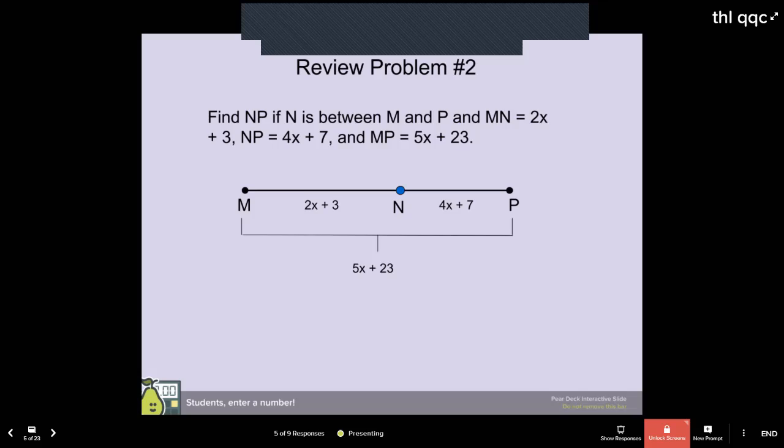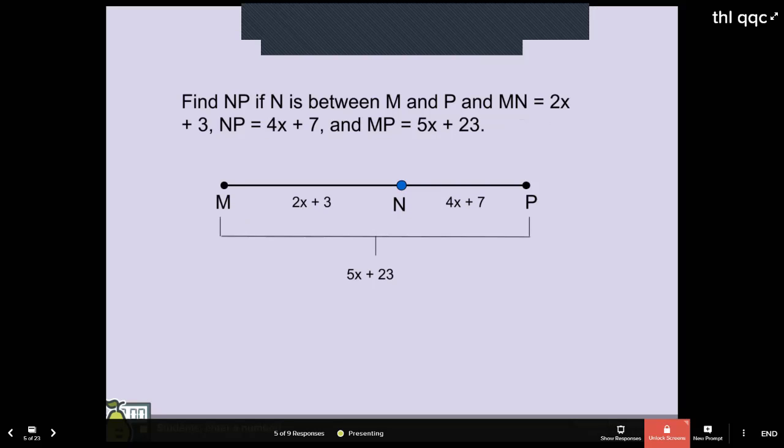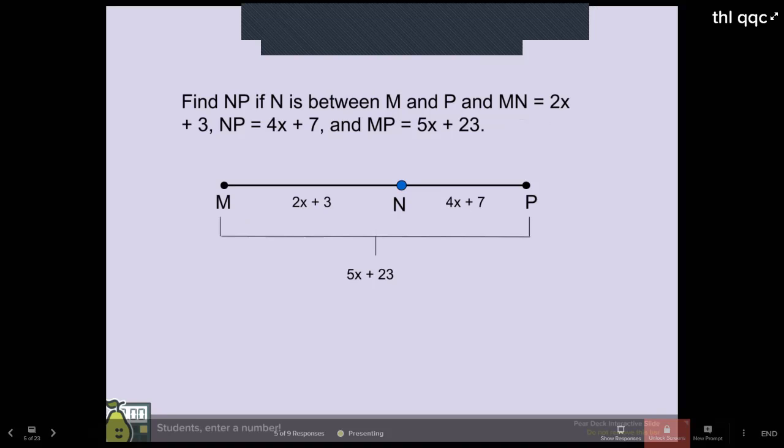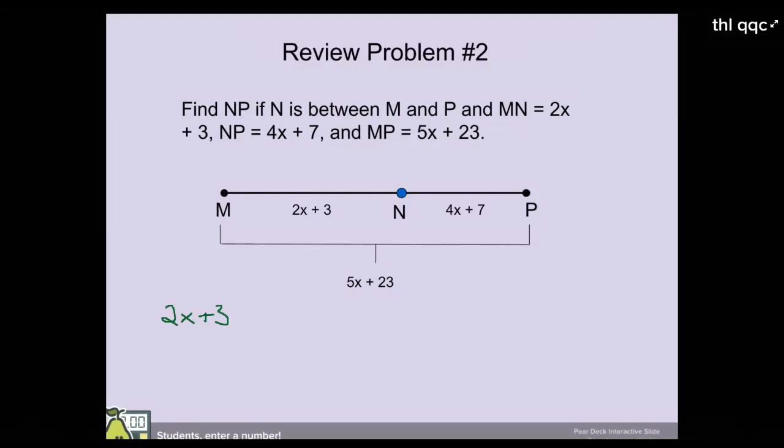So I'm going to lock your screen so you can't change your answers. Ha ha ha. And we're going to do the problem. So this works the same way it has been working. This piece plus this piece equals this piece. So we're going to do the math on this. So this piece is 2x plus 3. All right, now I'm going to add on the next piece, which is 4x plus 7. All right, and those two things, when we add them, we get the whole thing. We know that the whole thing is equal to 5x plus 23.